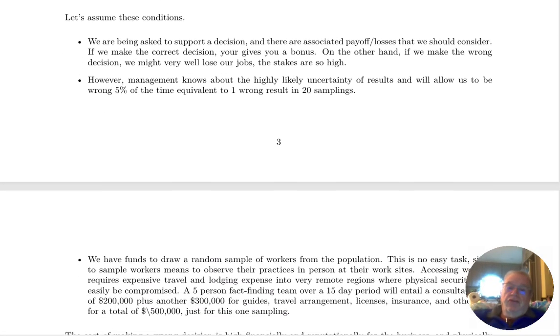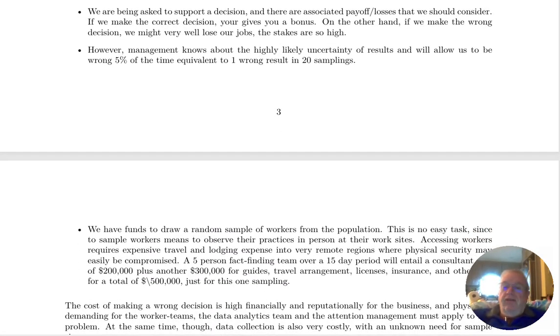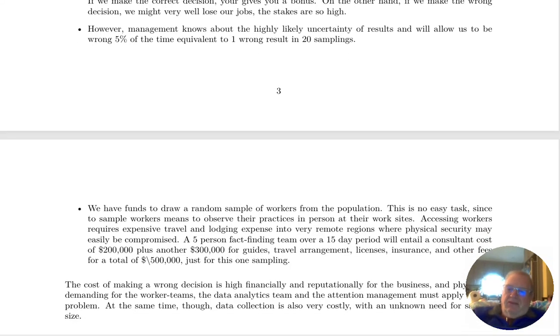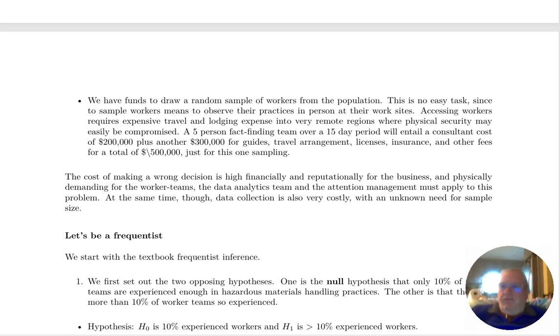Okay, support a decision. Now, management knows that the highly likely uncertainty of results will allow us to be wrong 5% of the time, and this is one wrong result in 20 samplings. So we have some funds, because you have to pay people to do this. You have to take time from other opportunity cost economists to draw a random sample from the population. We can do all sorts of latitude designs and all sorts of things to get there, but we get a random sample. And it needs to be representative.